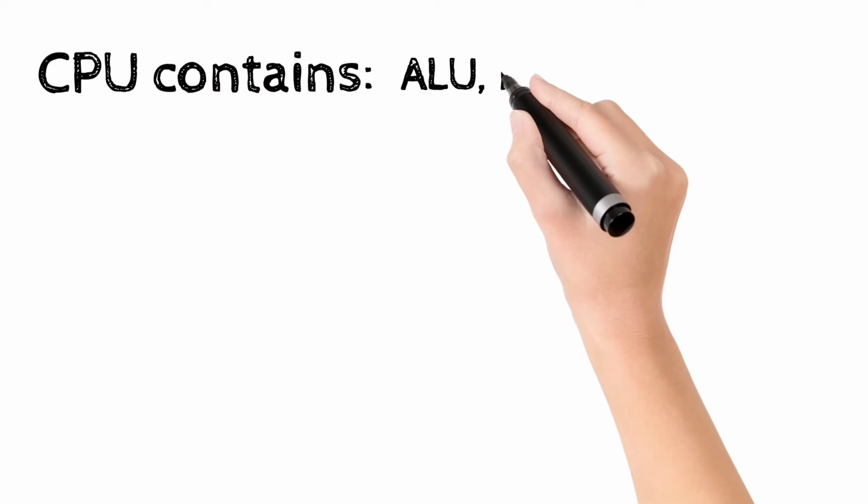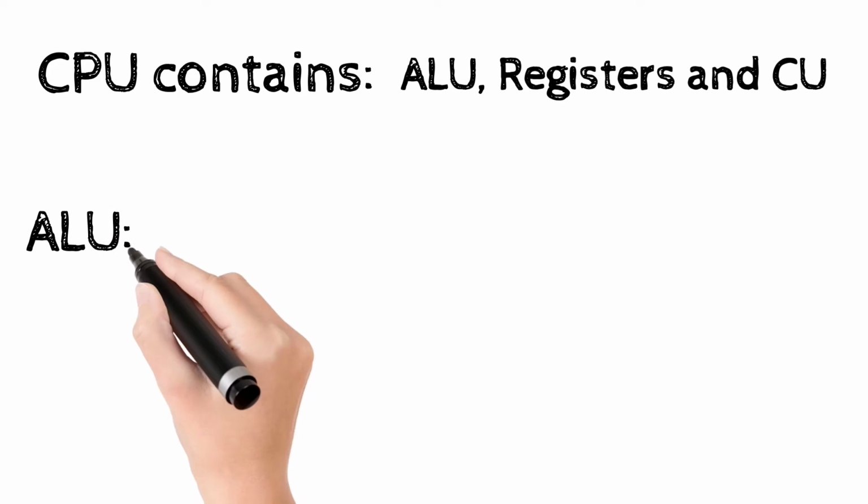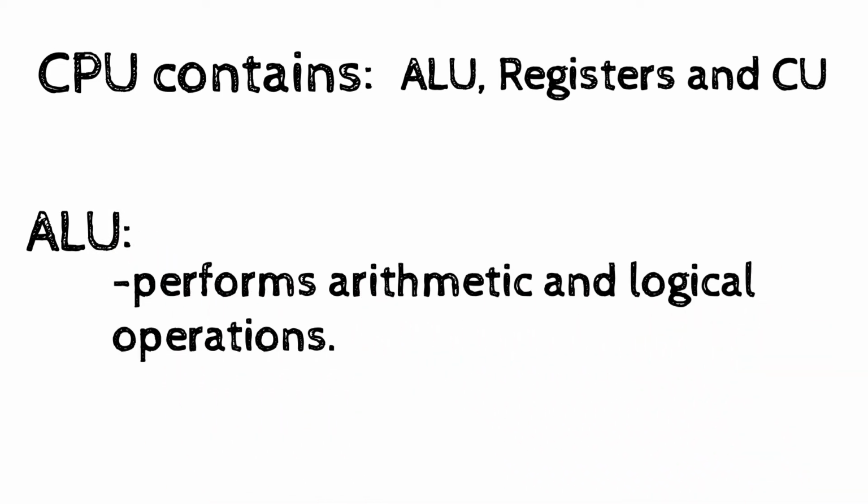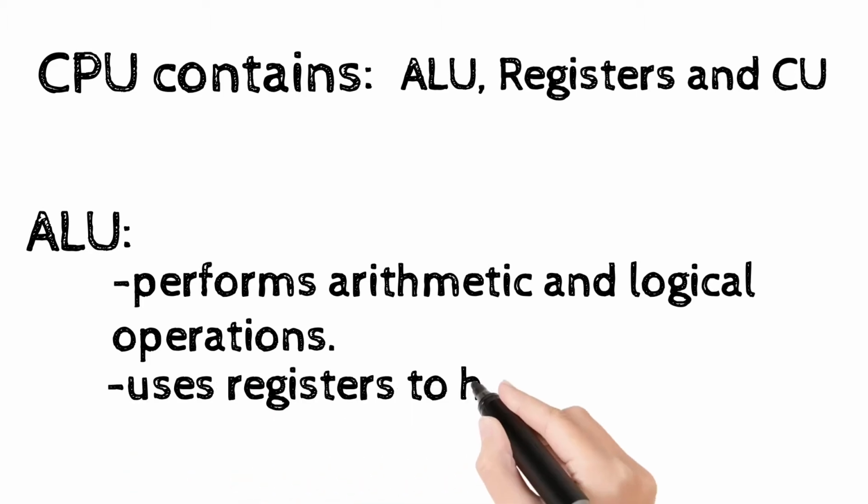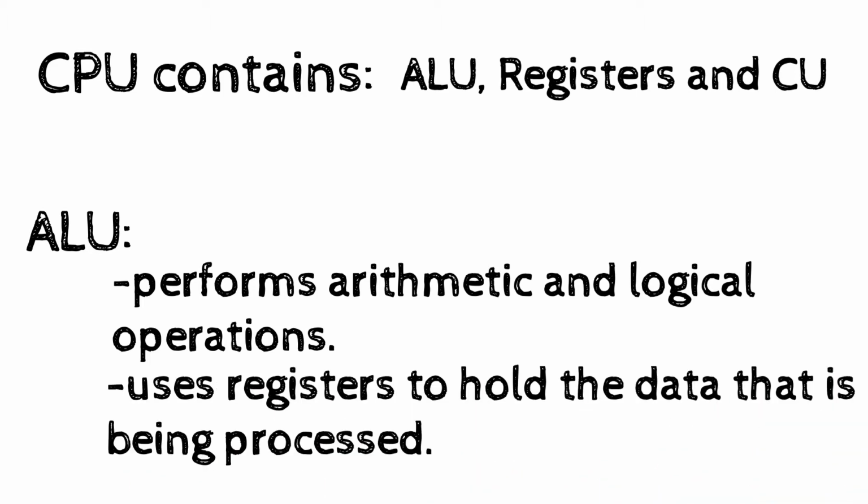The CPU consists of three main subsystems: arithmetic logic unit, control unit, and registers. The ALU contains the electronic circuitry that executes all the arithmetic and logic operations on the available data. Arithmetic calculation in the sense addition, subtraction, multiplication, and division, and logical calculation in the sense comparison of numbers, letters, and special characters. Registers hold the data that is being processed.